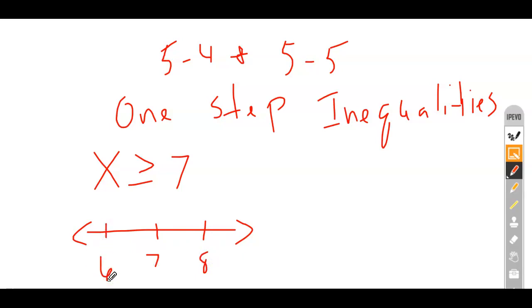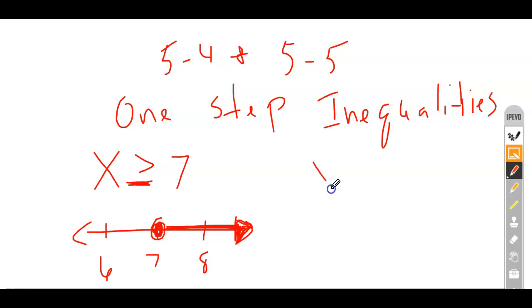Would this be an open or a closed circle on the 7? Bailey? Closed, because it is at least 7, which means or equal to 7. 7 is part of my solution. And it's greater than or equal to, so that means we shade to the right. Greater than is always to the right, because those are the numbers greater on a number line, right? When you go to the right, things get greater, they get bigger.